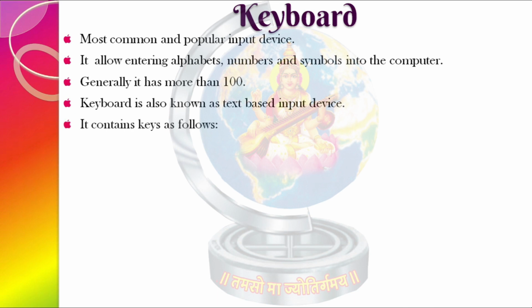It contains keys as follows. Now let us see how many different kinds of keys are available on a keyboard and which key is used for what purpose. First, the alphabet keys are included, the English alphabet A to Z. On the keyboard, the alphabet is printed in capital form, capital A to capital Z, but you can write in both manners, capital or lowercase, because the keyboard provides both functionalities.